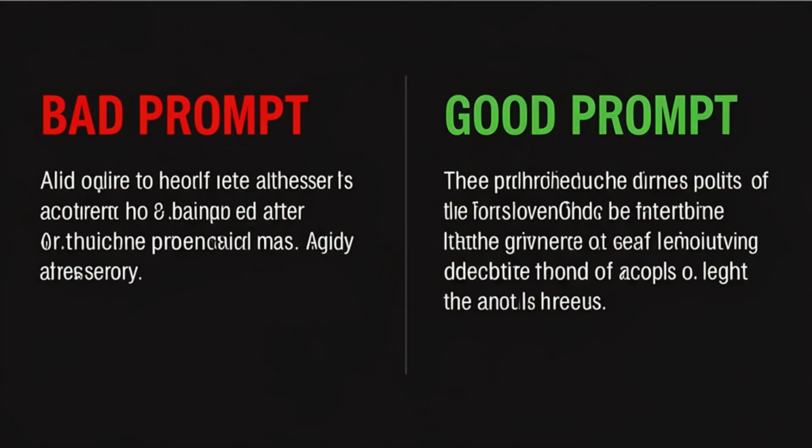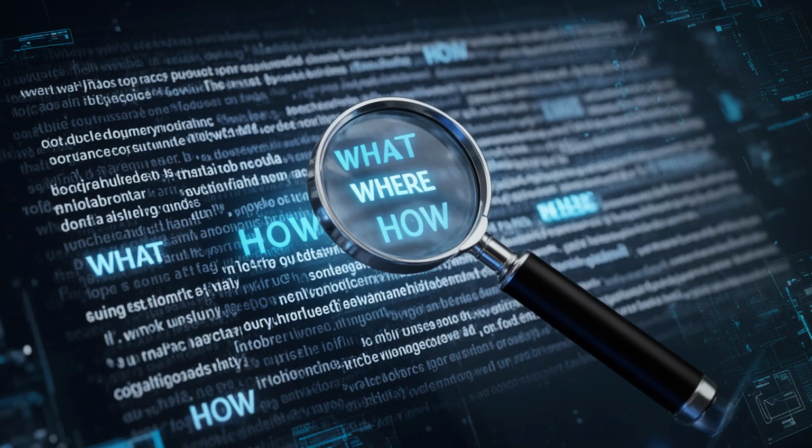Now let's talk about prompting. How you communicate with OpenClaw matters a lot. Clear, specific instructions yield better results. Bad prompt: do something with my files. Too vague. Better prompt: organize all PDFs in my Downloads folder by moving them to my Documents folder. See the difference? Specificity matters. Include details about what, where, and how you want the task completed.